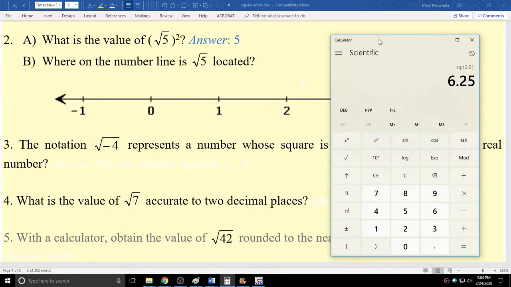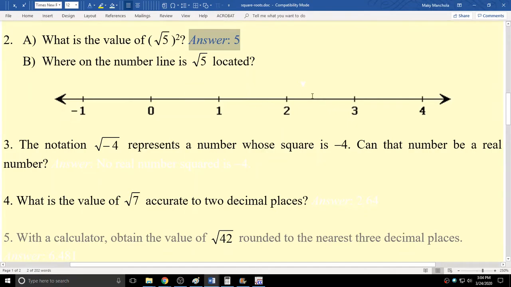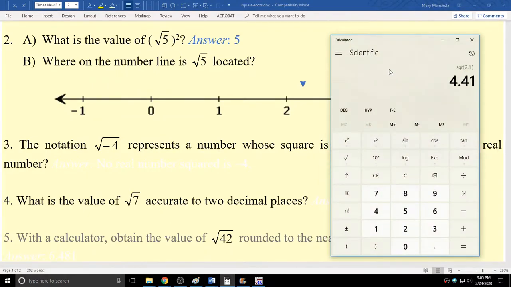So maybe could it be 2.1 perhaps? 2.1 squared is now 4.41. That's lower than 5. So whatever square root of 5 is, it is between 2.1 and 2.5. So somewhere in there, you'll find the square root of 5. If you want a better estimate of it, we can use the calculator and ask it, what is the square root of 5? It begins with 2.23.